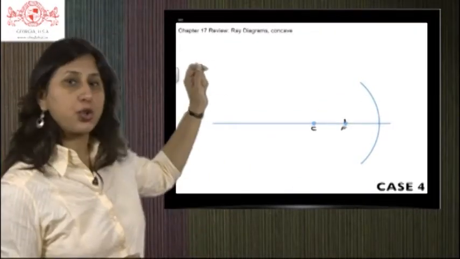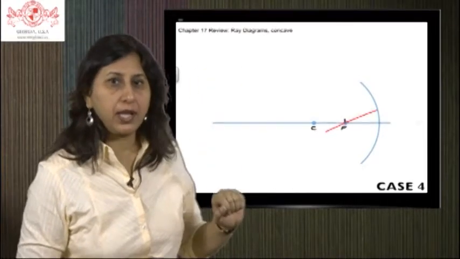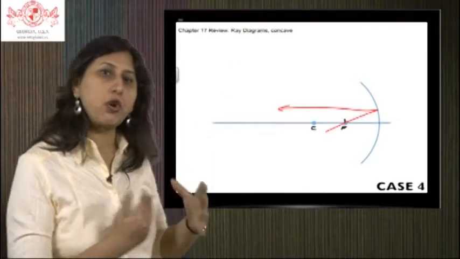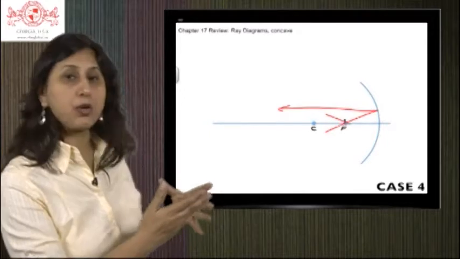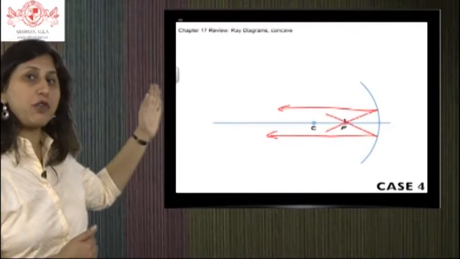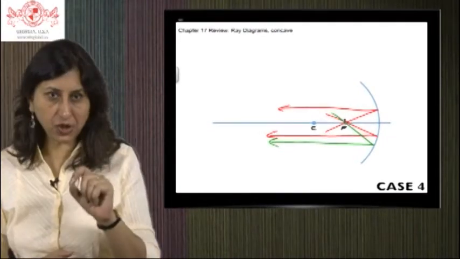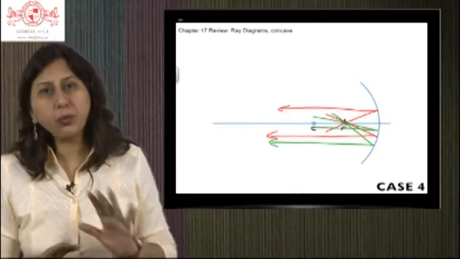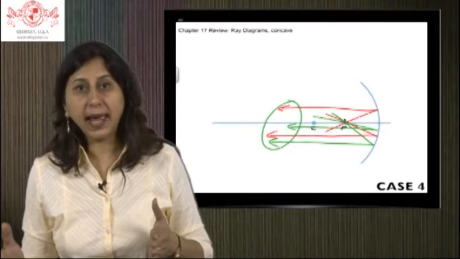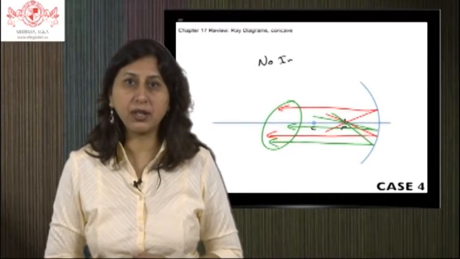Case 4 is a situation where the object is located on the focus F. Now my ray diagram looks like this. The first ray goes through the focus F. It reflects out parallel to the principal axis. Now another ray through the focus is also going to behave in the same manner. The observation we see is that no matter what rays we get after reflection, they are all parallel and they will never cross one another. We do not get any image.